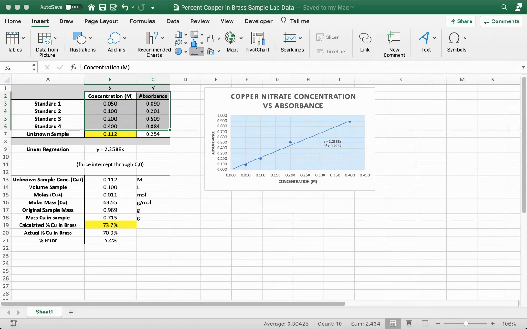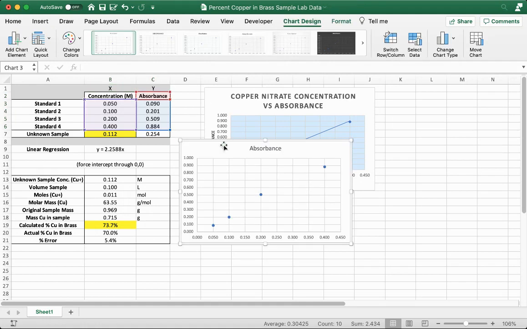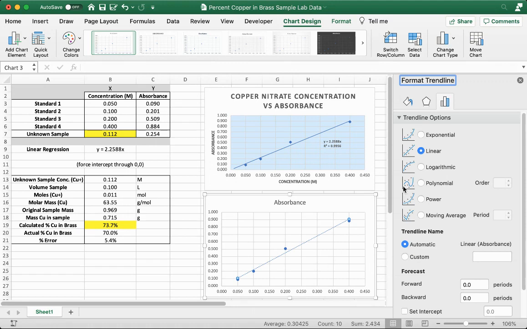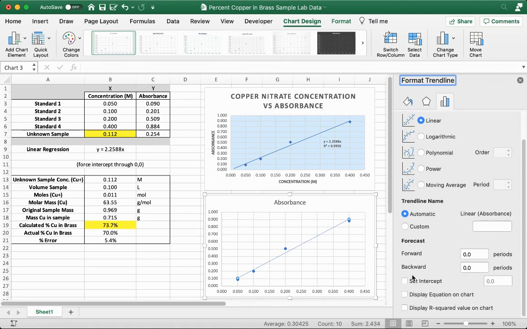I've already created mine, but I'm just going to show you a couple of things about that. So let's go ahead and make a new one. Okay, so after we do that, you'll want to make sure that you take your data and add a trend line here. Okay, so it should be linear, and you want to go down here and set the intercept at 0, because we know that when there's 0 concentration, we should have 0 absorbance. That's why we zeroed the instrument.